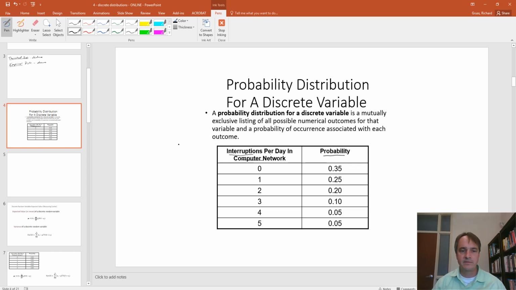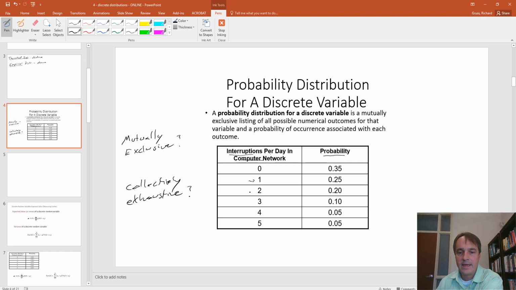Now, the first thing that we might ask, when we see a distribution like this, is, okay, so we know that these are probabilities. And we might want to ask, okay, well, the two major properties that we talked about were whether the events are mutually exclusive and whether they are collectively exhaustive. Okay, so are these mutually exclusive? Well, of course, we can't have both 1 and 2 on the same day. Those both can't be the total count for a single day. So we know that it's mutually exclusive.